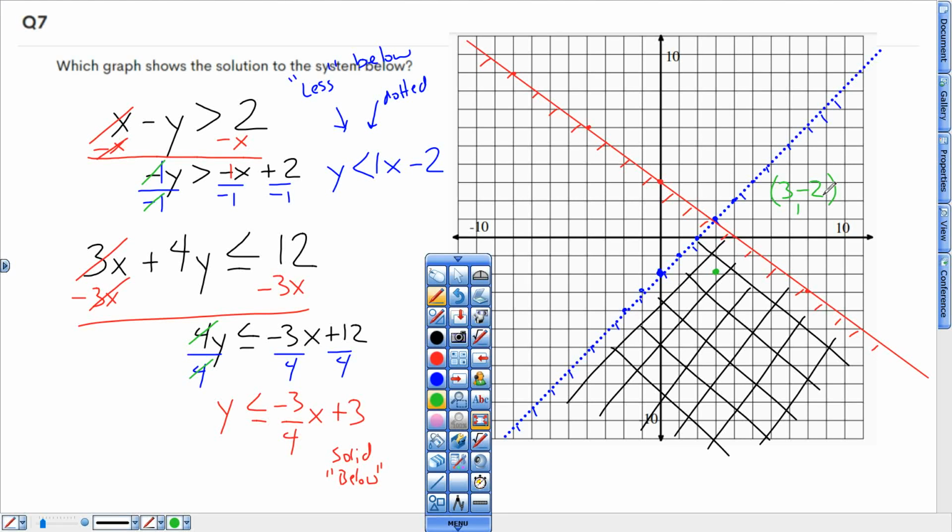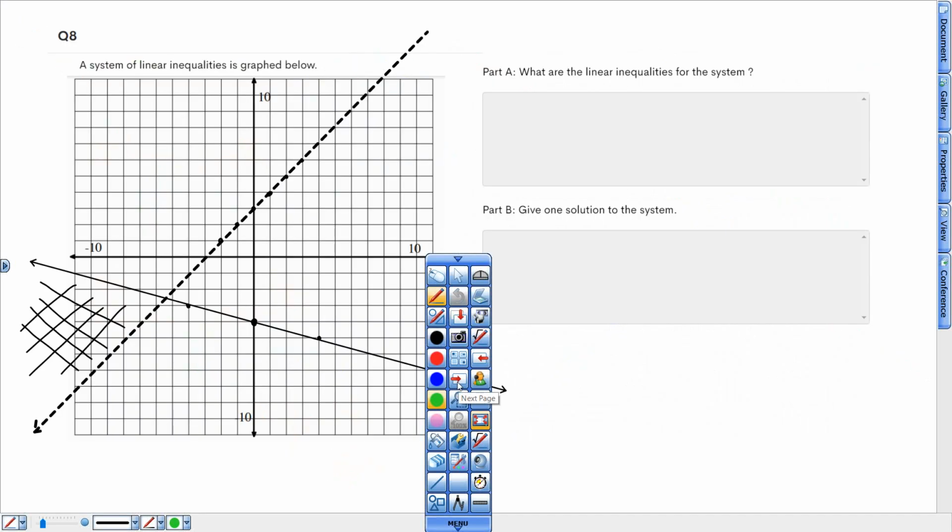All right, keep going. Third word is sand. Sand. All right, this one wants you to do the opposite. Write the inequalities for this graph.